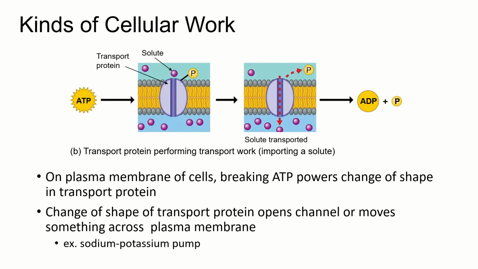One other way that we're going to use ATP in the cell is to open up channels or to move something up a concentration gradient. So you remember when you learned about the sodium-potassium pump, and ATP was used to provide the energy to move the sodium and the potassium, both moving up a concentration gradient. So that's what we're showing here. Here's a transport protein. We're binding a phosphate to the protein. That changes the shape of the protein, provides energy to move a solute up a concentration gradient.